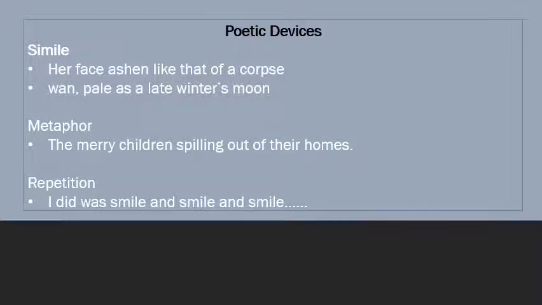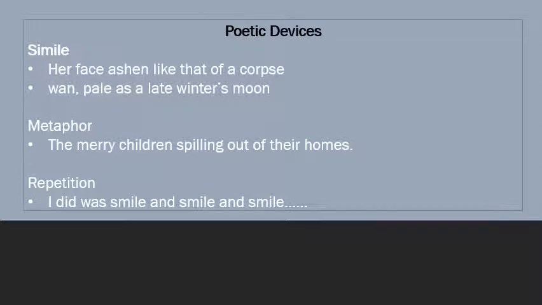In simile, basically there are two objects which are compared using the word like or as. So in the example, her face ashen like that of a corpse, the poet's mother's face has been compared with a corpse and the word like is there, so it is simile. Coming to the next example, one, pale as a late winter's moon. In this example, the poet's mother's pale and colorless face has been compared to late winter's moon and the word as is there, so it is simile again.